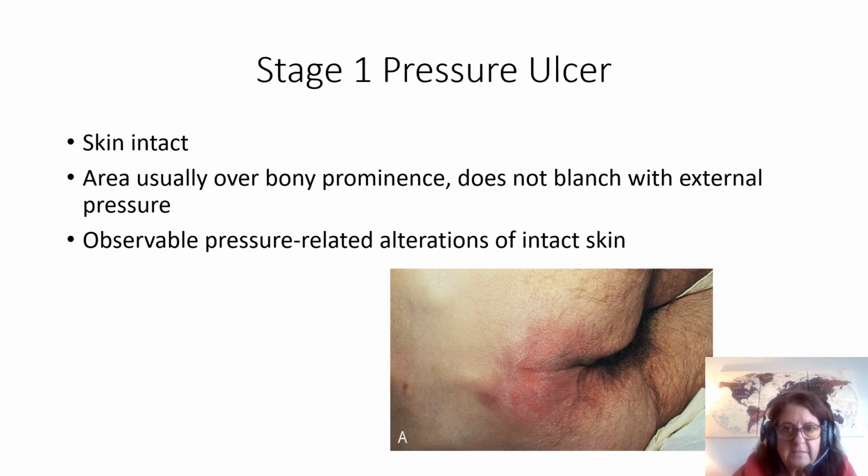This is what a stage 1 pressure ulcer looks like. Skin is intact, but it's red and it doesn't blanch. If you push on it, it doesn't blanch. So that person right there would need that Mepilex, like that heart-shaped pad that goes on there to help protect that bony prominence right there. You can see that bony prominence. That's got to be very painful.